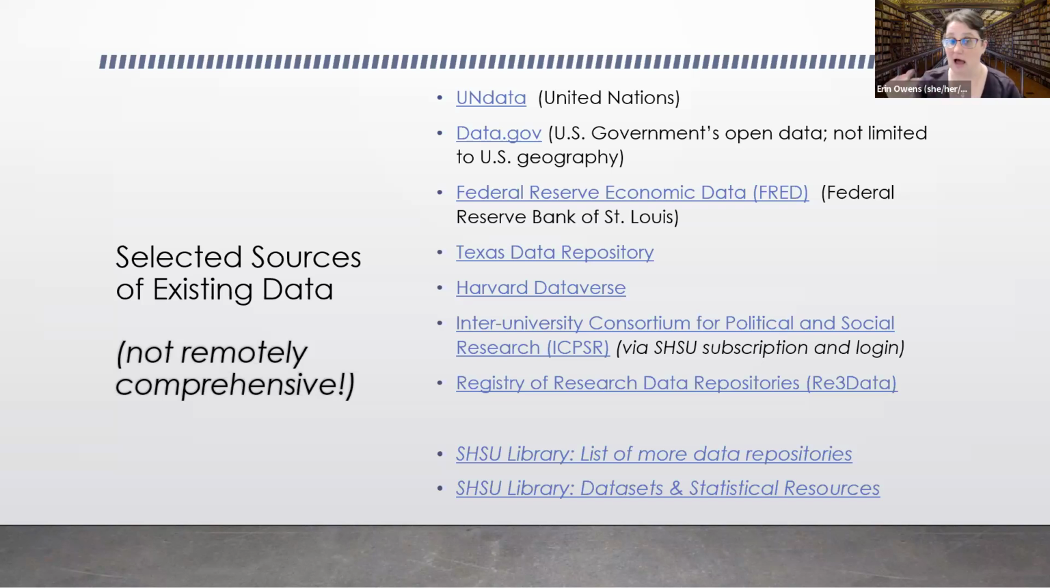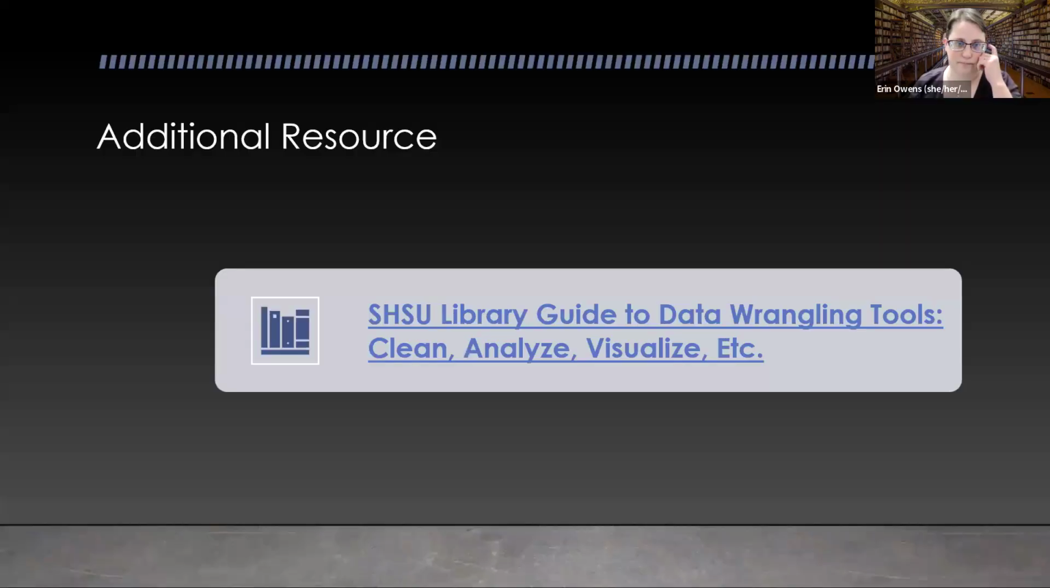And then I've linked to a couple of guides that our library maintains to some other data repositories and dataset resources. Okay, just sort of an additional resource that would follow after the topic of this workshop. We've also got some resources about data wrangling. So, things like the steps like cleaning, analyzing, and visualizing data that might be useful after you've found some existing data to do secondary analysis.